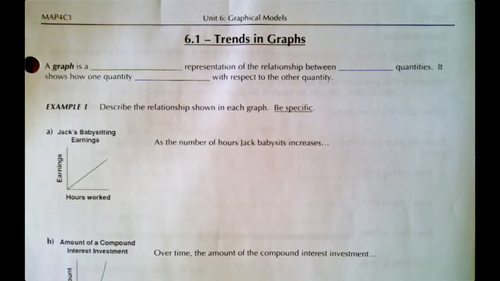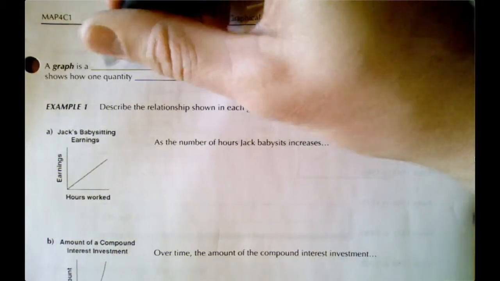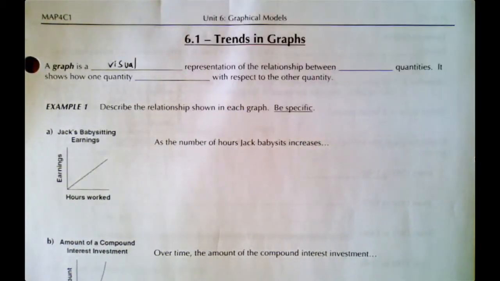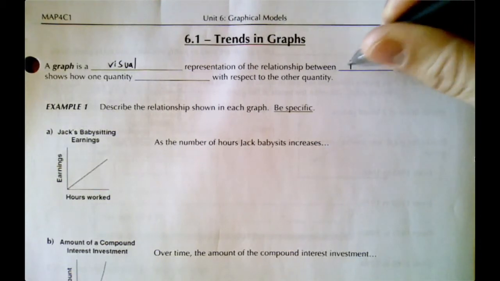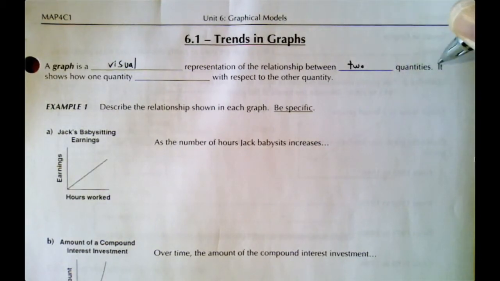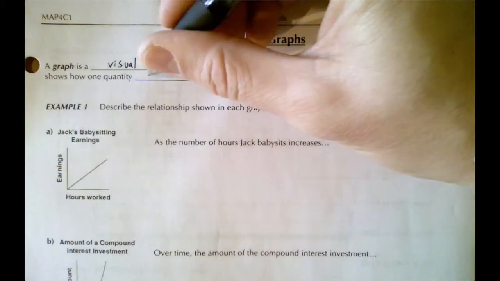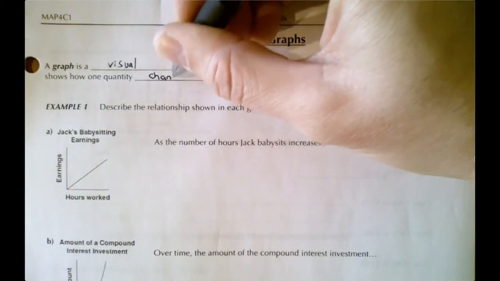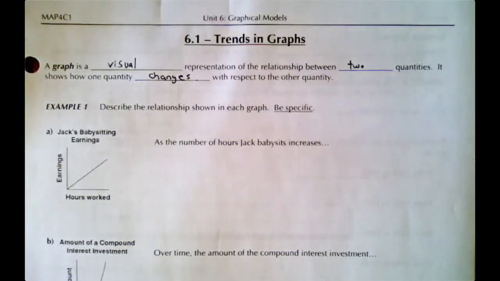Okay, this is lesson 6.1, and this is about trends in graphs. A graph is a visual representation of the relationship between two variables or quantities. It shows how one quantity changes with respect to the other. How we describe this change is called a relationship or a trend.